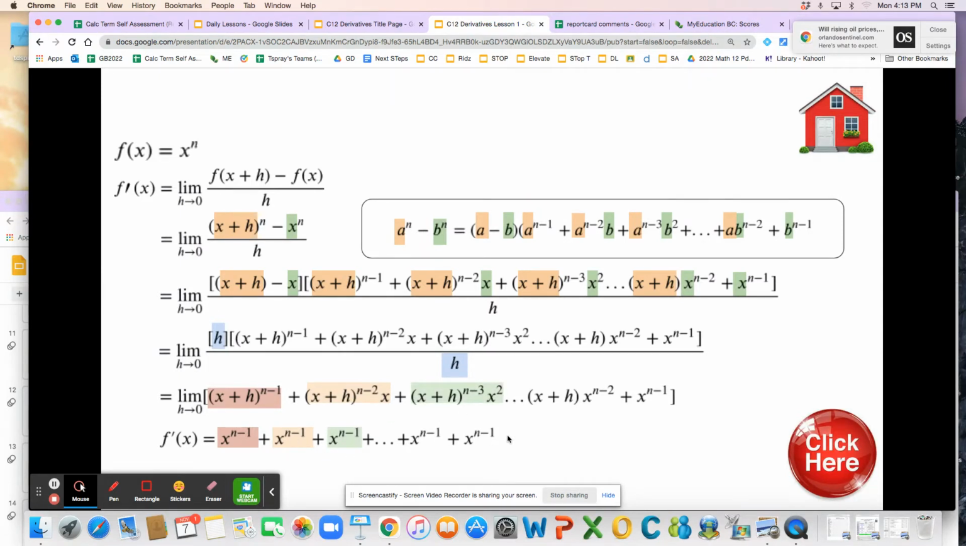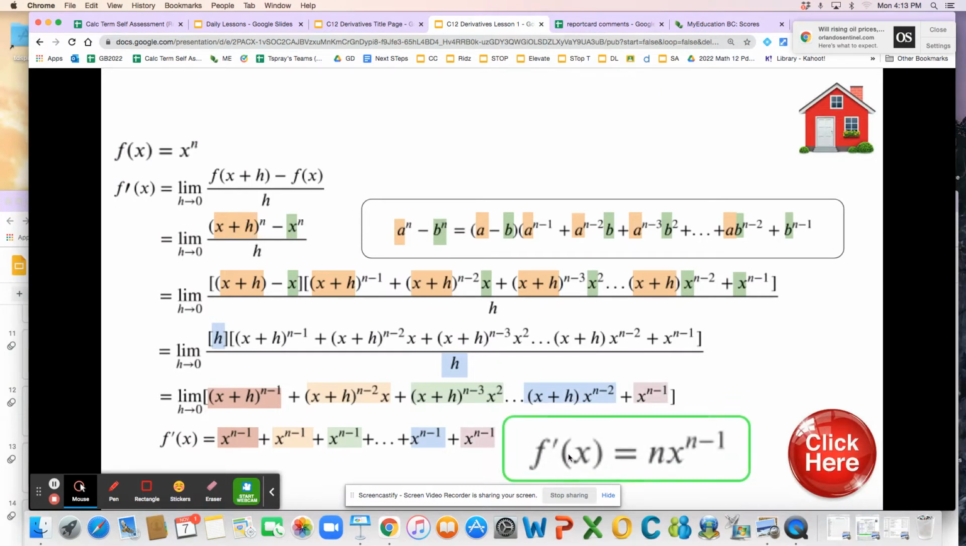How many of these will we have? Well, you know that there's going to be n of those. So rather than writing down this full expansion, I could just say that there's n of those things, and then I'd have n of x to the n minus 1s, which is in fact the derivative. So for x to the n, the derivative is n x to the n minus 1. You might want to watch that again, as that's the proof for the power rule.